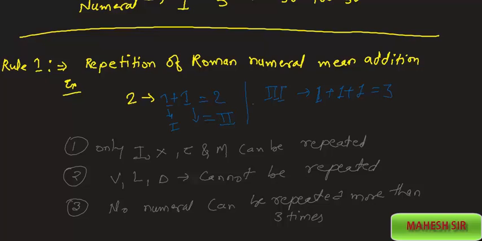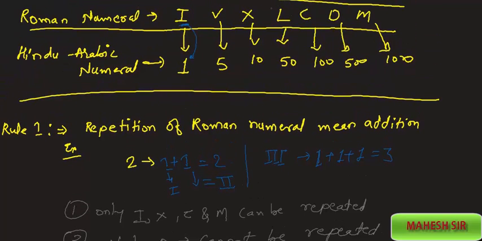Here, when we compare these, I is possible to repeat, this X is possible to repeat, this C is possible to repeat, this M is possible to repeat. But student, you must understand these: V is not repeating, L is not repeating, and D is not repeating. Okay, so let us take an example of how to convert it.